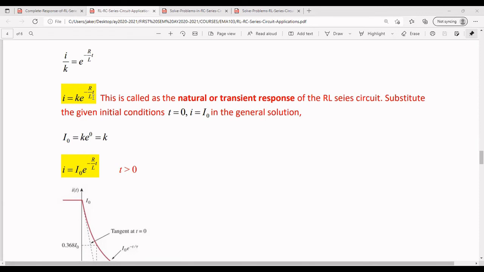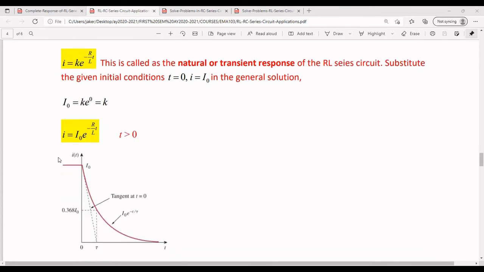The time here is 0 because we're substituting the initial current passing through our circuit. So if you could see now, e raised to 0 is 1. It follows, class, that the K that you are seeing here is actually your I sub 0. Because this is 1 times K, so that will be K, and K is equal to I sub 0. Now you can replace your K by I sub 0.